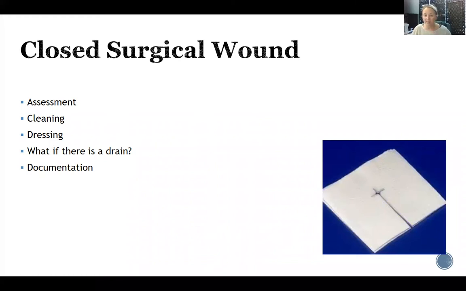And then for documentation, you would document all those things that you assessed about the wound. And then you would also document how the patient tolerated it. So do not say it was well tolerated. You would document what the patient reported. The patient reported no pain with dressing change, or the patient reported pain 7 out of 10 after pre-medication with pain medication.